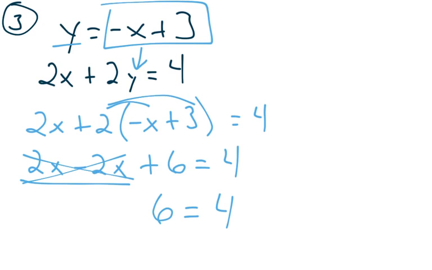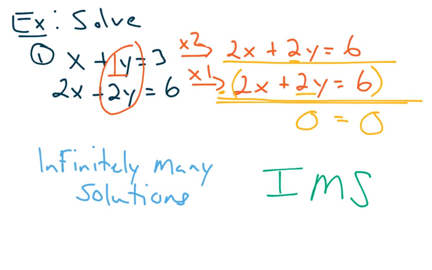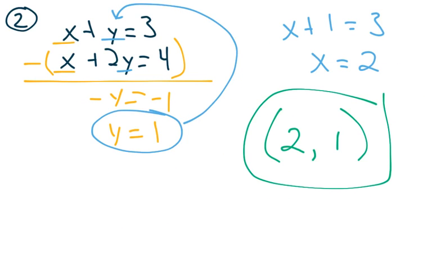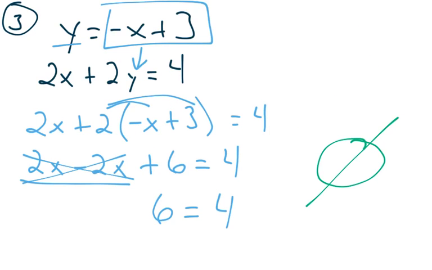Well, I'm out of variables, and I'm pretty sure that 6 is not equal to 4. So if you have something that is mismatched, like 6 equals 4, then your answer here is no solution. What this means is that these two lines are parallel. That's this one for number 3. The two lines are parallel. They'll never cross. And if they're never going to cross, they're never going to have a solution.